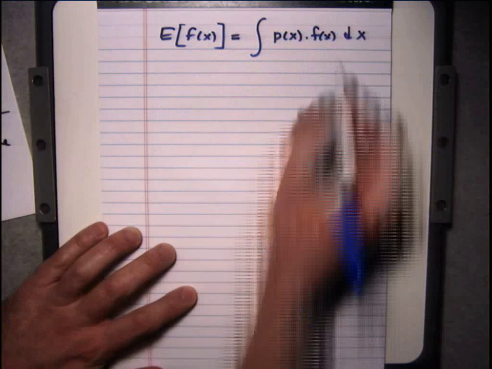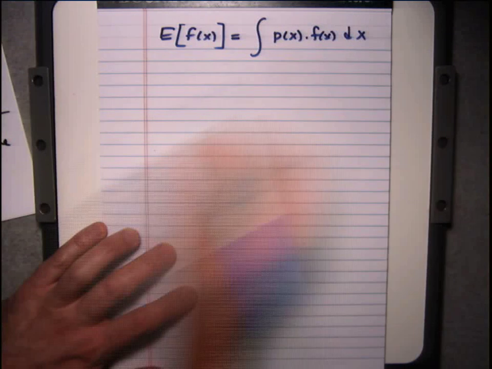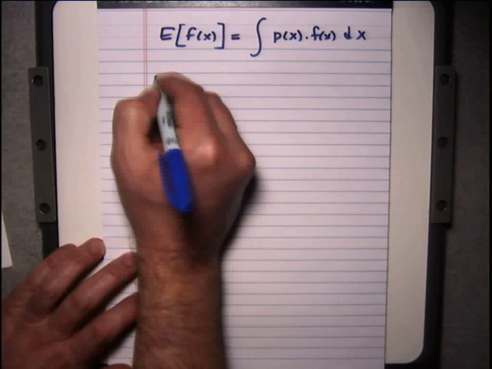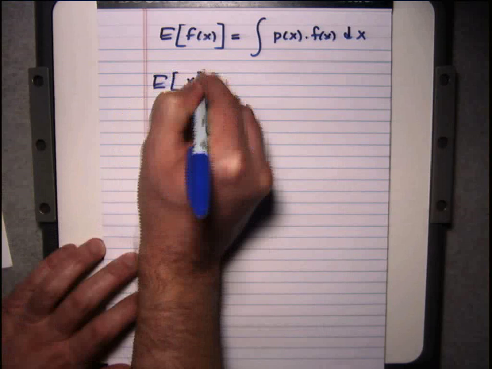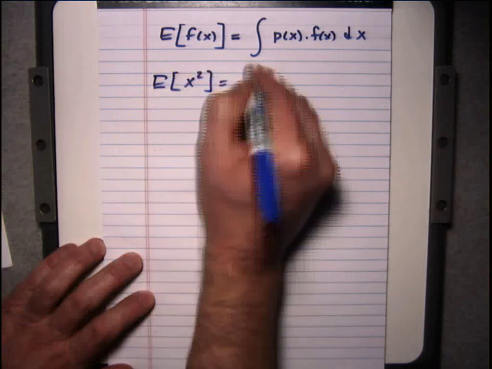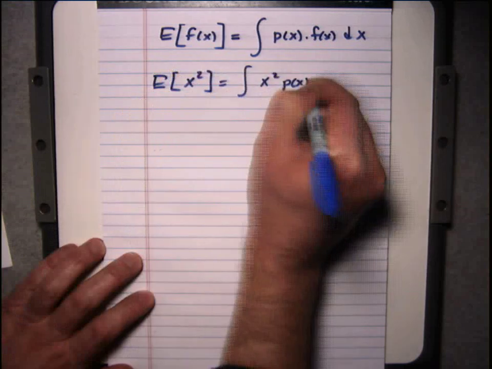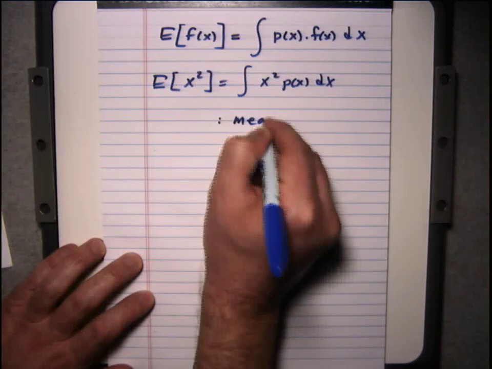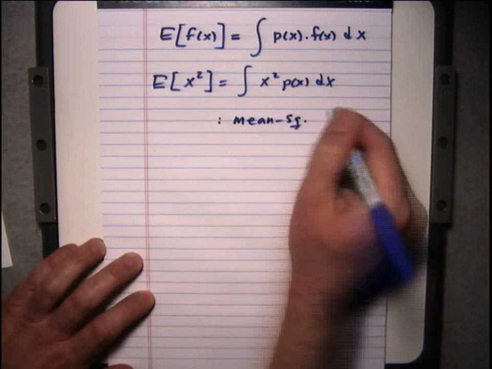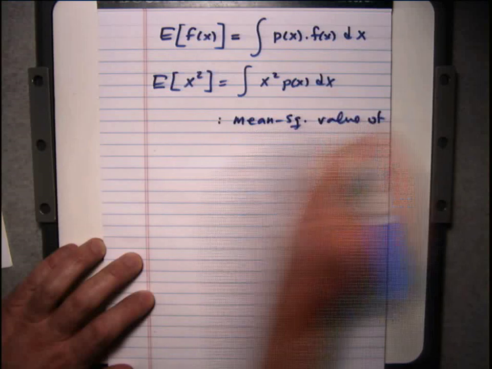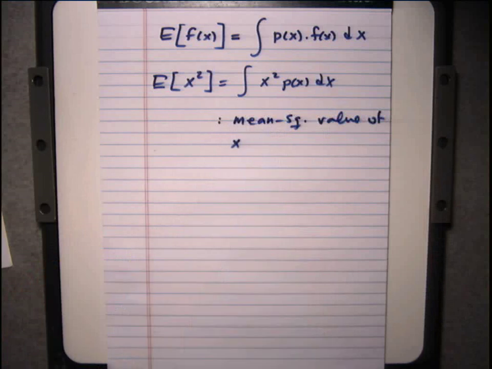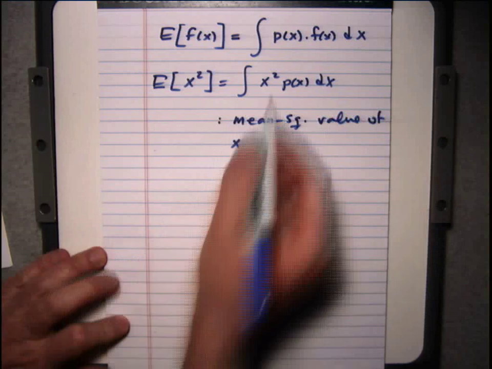Okay. So the simple random variable was x. Here I just replace it with f of x. So for instance, the expected value of x squared, this is the integral of x squared p of x dx, and this we call the mean squared value of x. Don't confuse this with the variance. This is not the variance yet. Okay? The variance is something related to this.